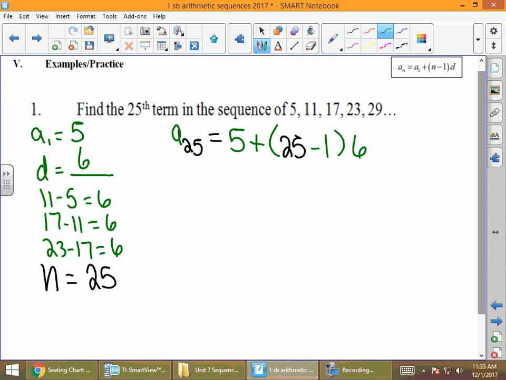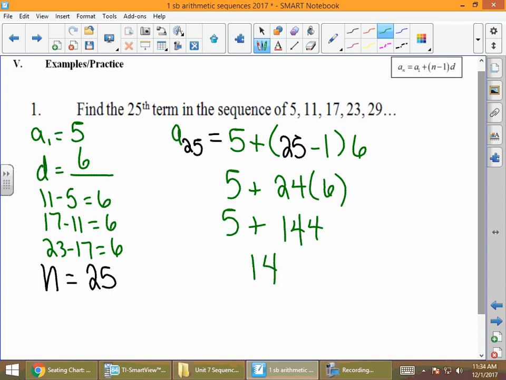Type it in your calculator if you need to. But we get 5 plus 24 times 6, which is 5 plus 6 times 4 is 24, 6 times 2 is 12, 144, 149. That is our 25th term, a sub 25. The nice thing about the general rule is, once we know the general rule, we can find any term. This one was specific to the 25th.